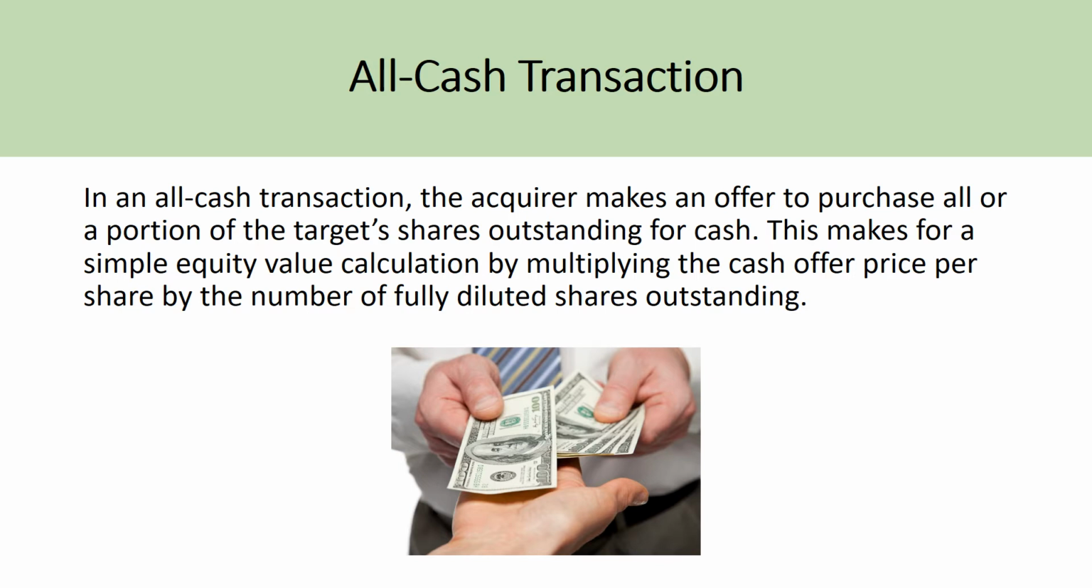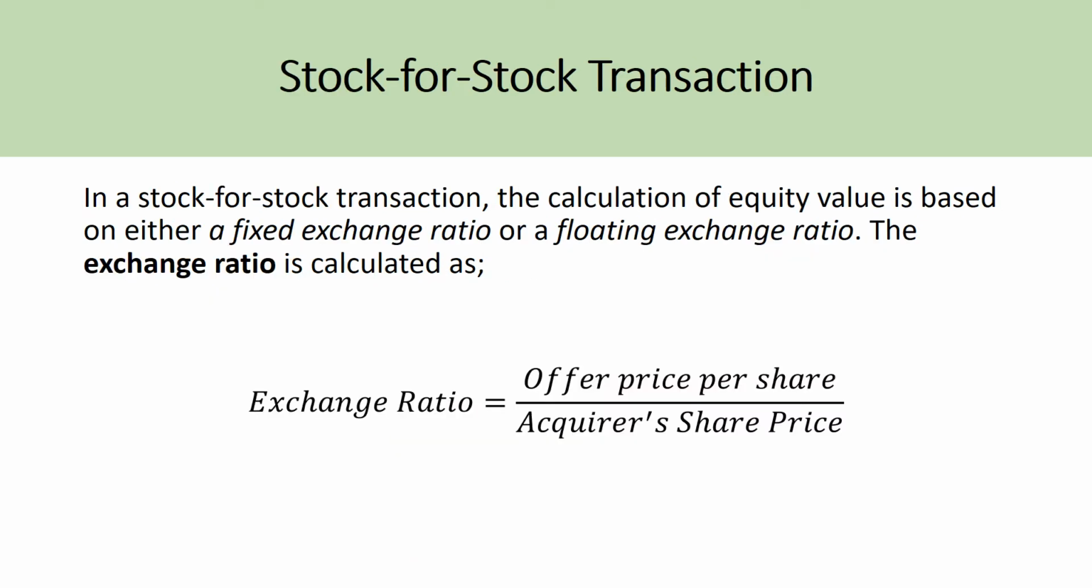This makes for a simple equity value calculation by multiplying the cash offer price per share by the number of fully diluted shares. It's not that difficult to understand, and so that's all I'm going to be talking about for that video. Now, in a stock-for-stock transaction, the calculation of equity value is based on either a fixed exchange ratio or a floating exchange ratio.